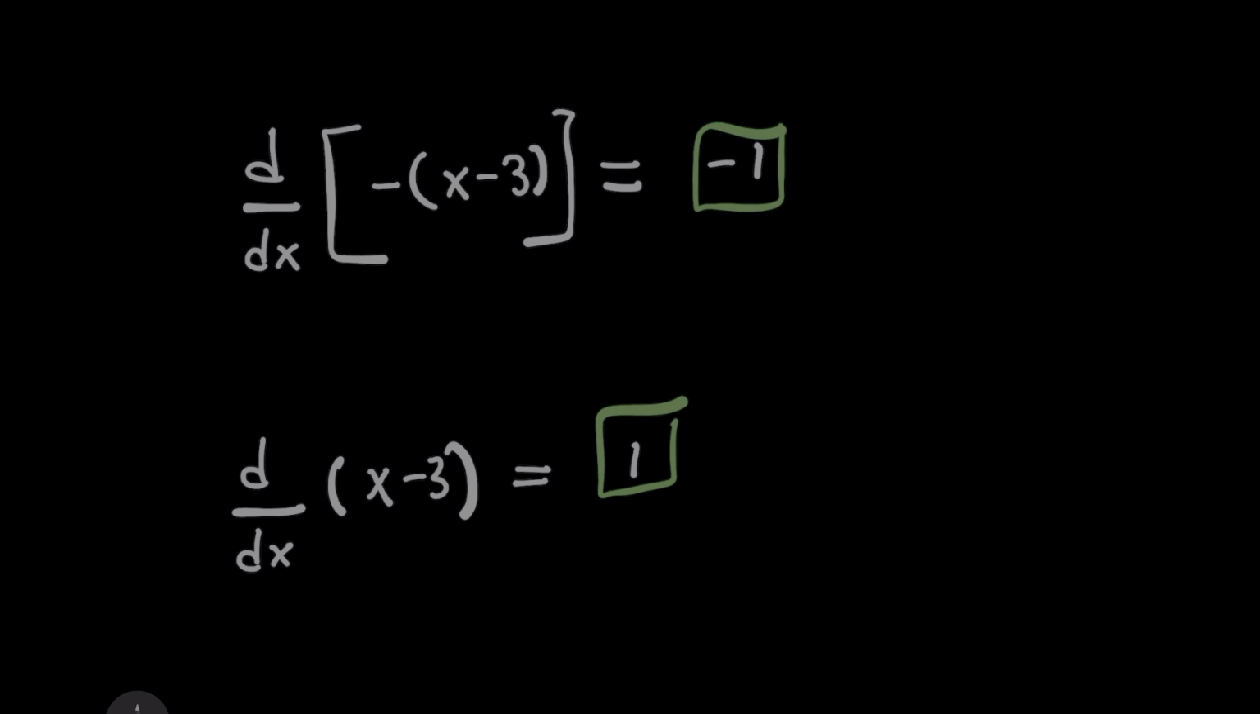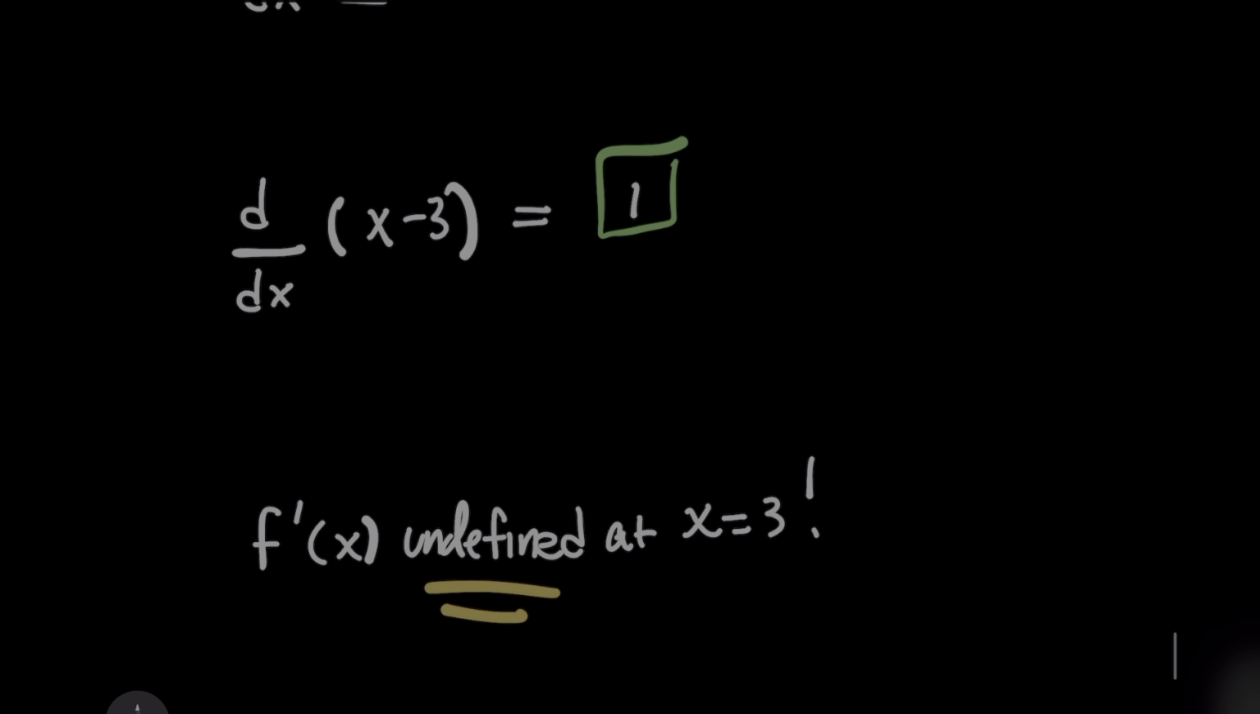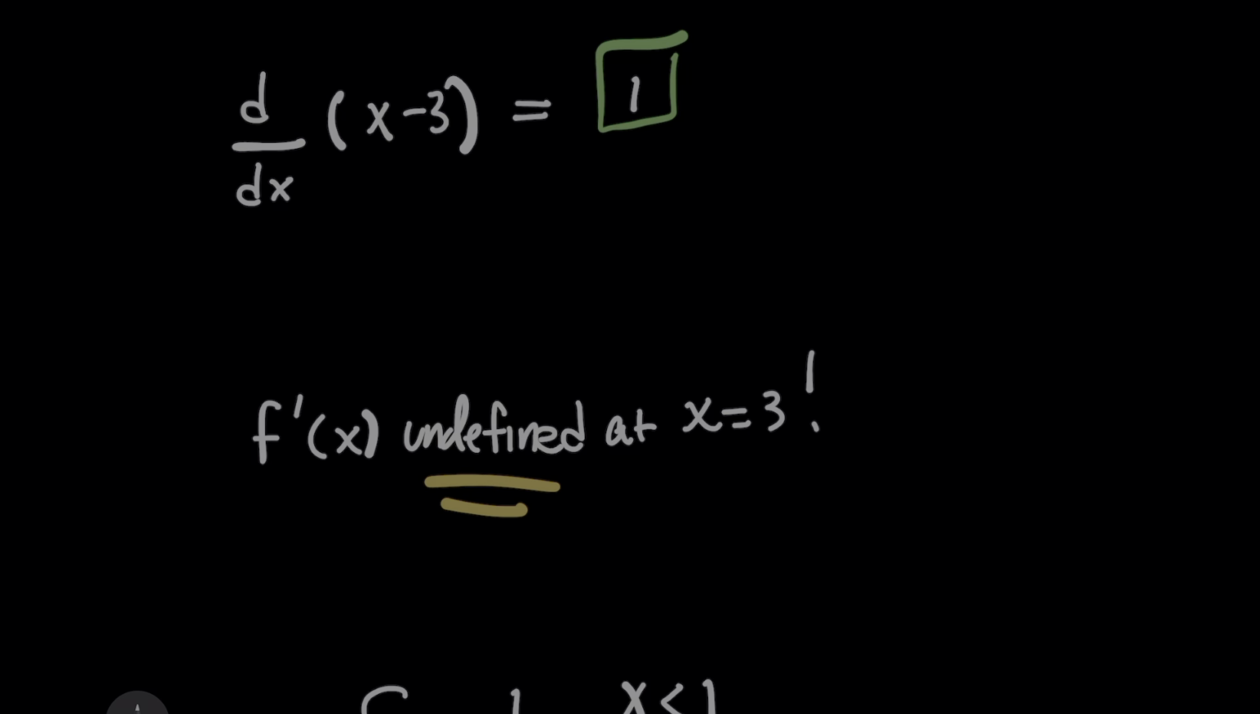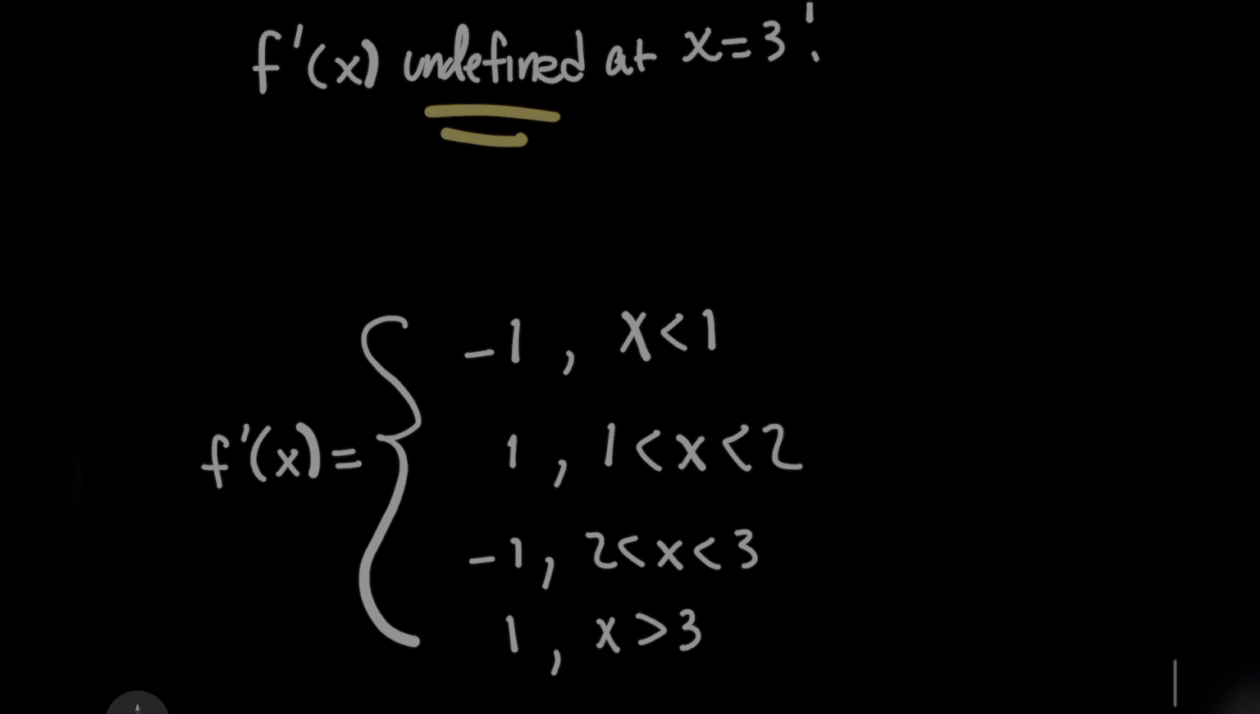And check this out. Once again, the positivity around the point x equals 3 changed signs. Another case of jump discontinuity, meaning that in the derivative function, we also have a hole at x equals 3. To put everything together for the final answer, it's going to look like this now.